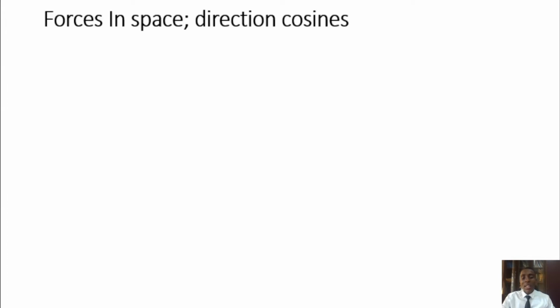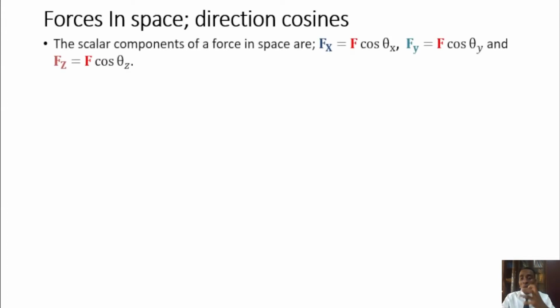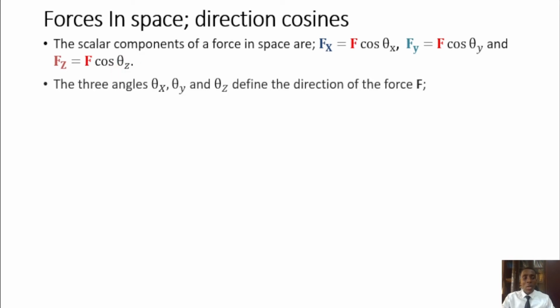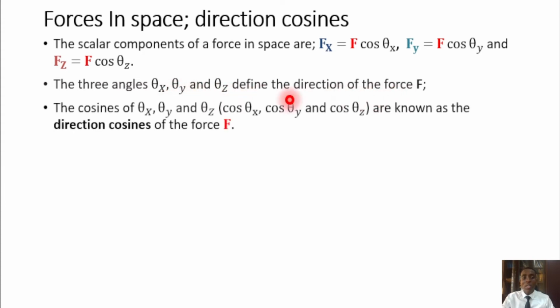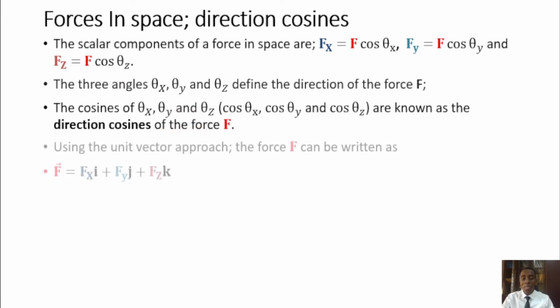So what I have done is that I've been able to look at the relationship between the force F and the components along the x, y, z. From these relationships, Fx is F cos theta x, Fy is F cos theta y, and Fz is F cos theta z. The three angles, theta x, theta y, theta z, define the direction. And so the cosines of these angles are what we call the direction cosines. Direction cosines are nothing but cos theta x, cos theta y, and cos theta z.